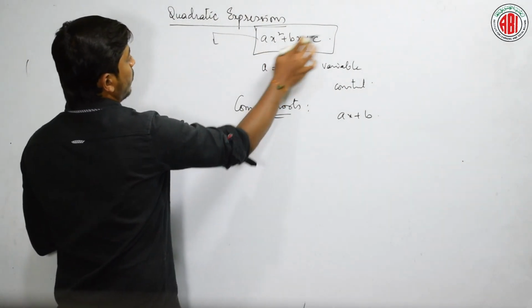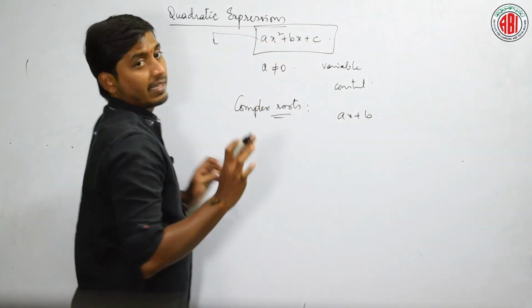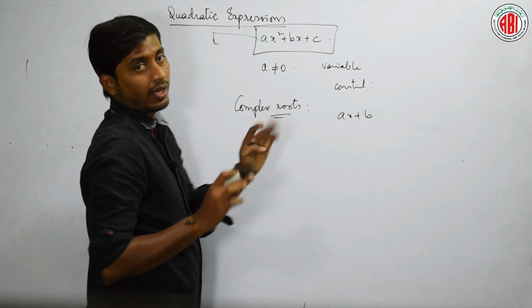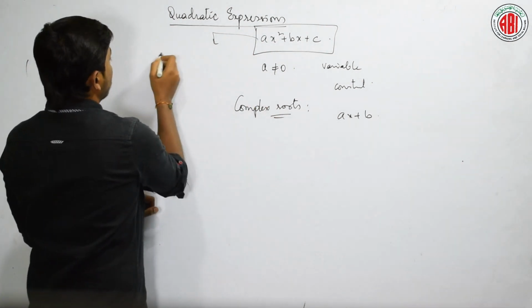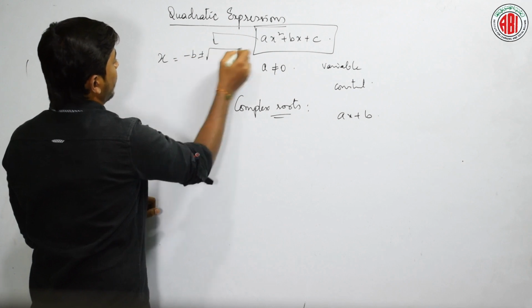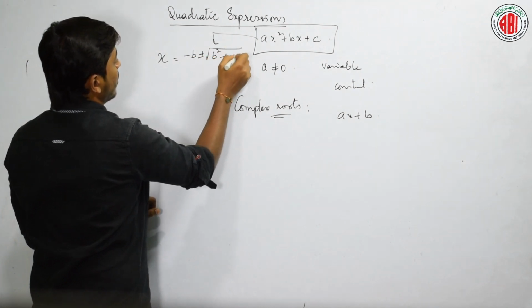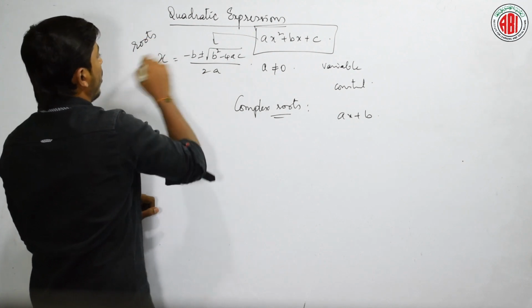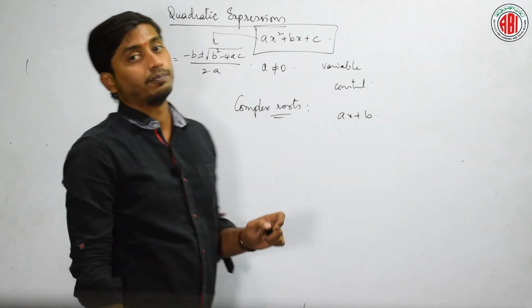Here we have three coefficients a, b and c, where c is a constant and a and b are coefficients of x square and x. How do we solve? Firstly, we know that the roots are x is equal to minus b plus or minus under root of b square minus 4ac by 2a. These are roots of this quadratic expression.